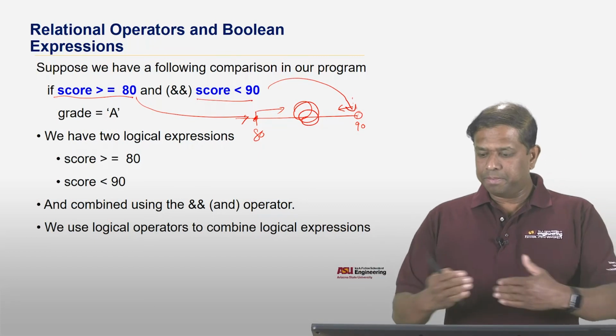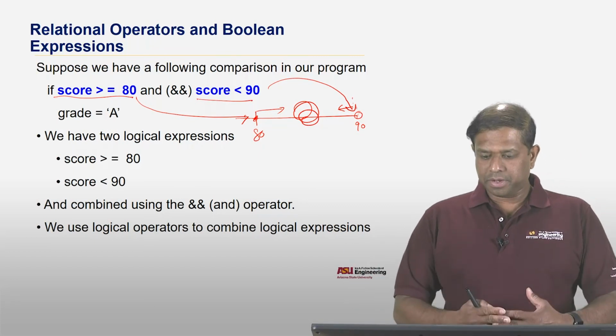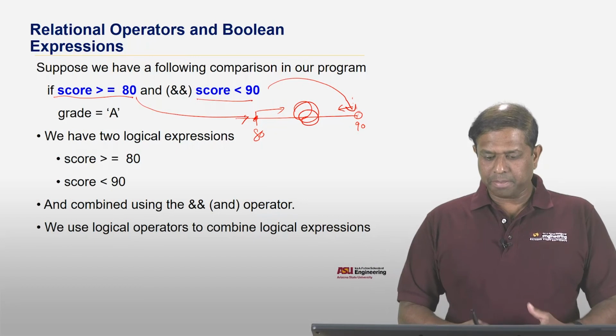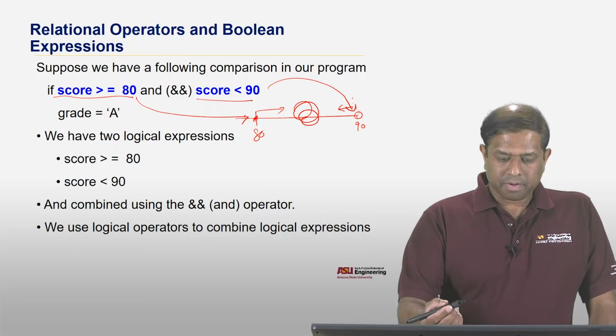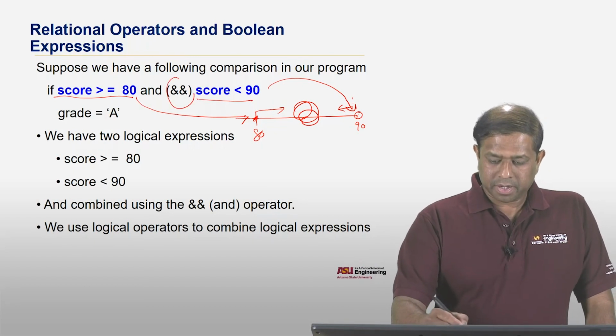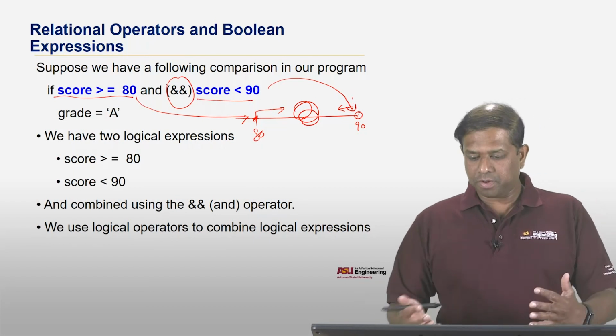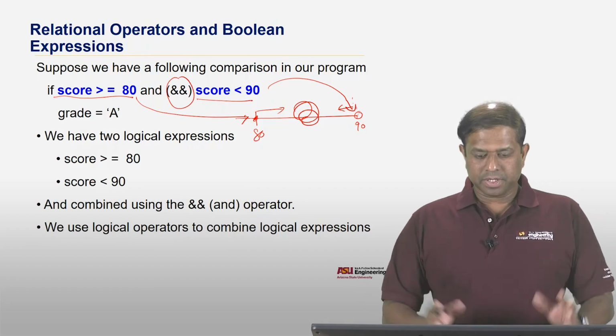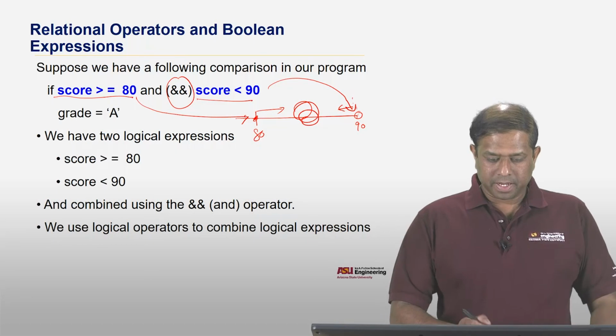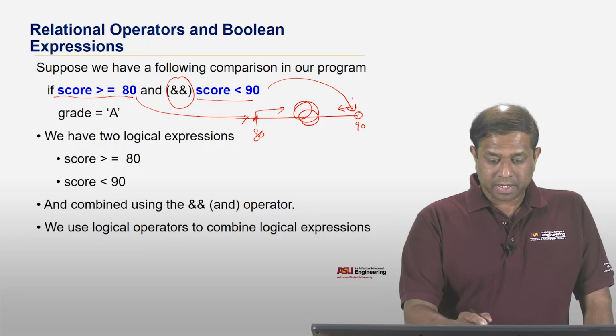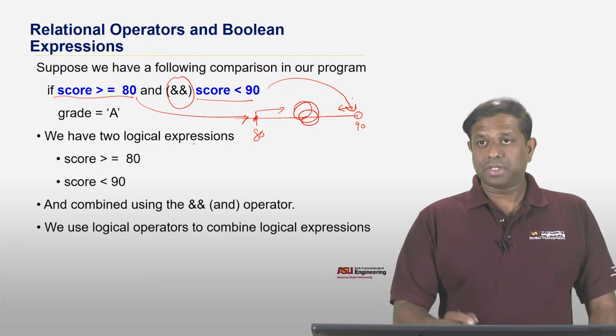Now, since both of these conditions need to be true, in order for us to make that comparison, we use another set of operators called logical operators to combine the true or false values we get from these two separate comparisons. All right, then here we are checking whether the score is greater than or equal to 80 and the score is less than 90.